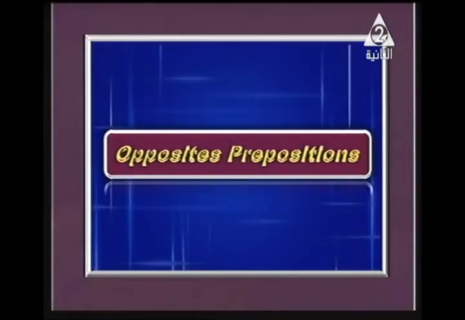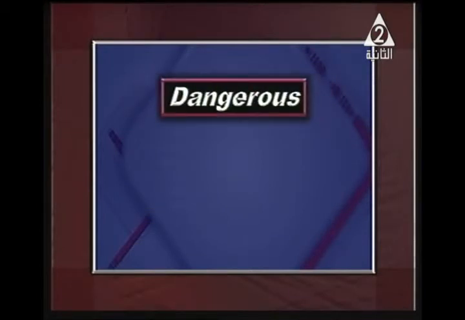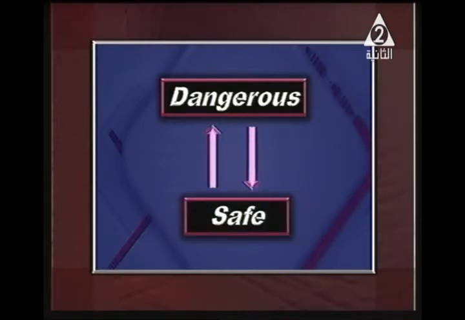Here we will have the opposites and the prepositions. Let's see the word and its opposite, and the prepositions, the word with its preposition. The first one is dangerous. Do you know the meaning of dangerous? Yes, right. Dangerous means risky. Okay, the opposite of dangerous is? Excellent, my students. The opposite of dangerous is safe.